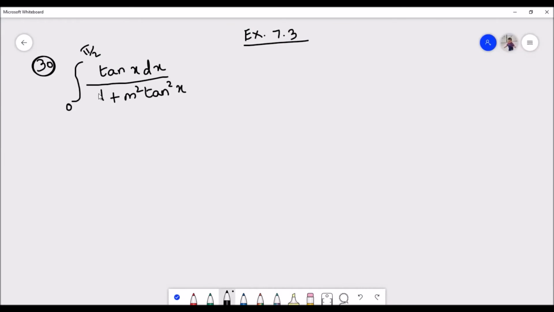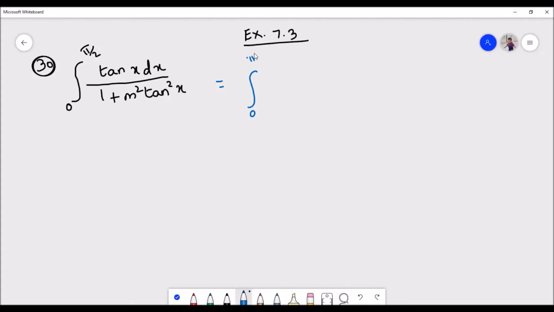Now problem number 30 of exercise 7.3, integration of 0 to pi by 2 tan x dx divided by 1 plus m square tan square x. So before substituting the limit, let us try to solve the problem. First, let us rearrange the problem. Let me write the given problem in terms of sine and cos, and let us see what is happening.